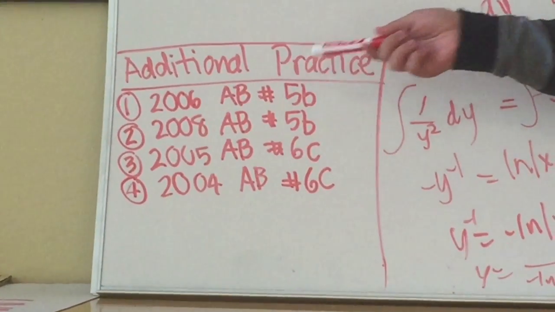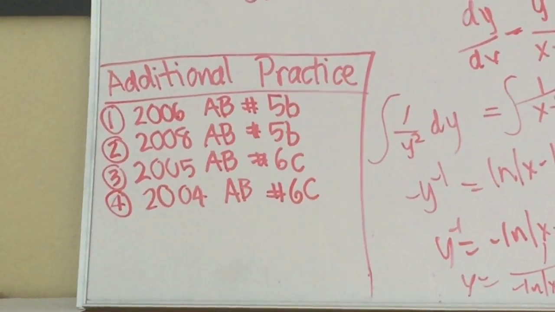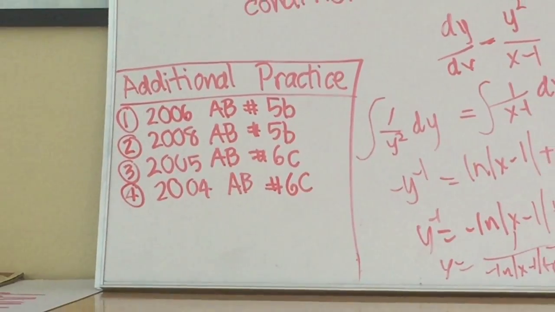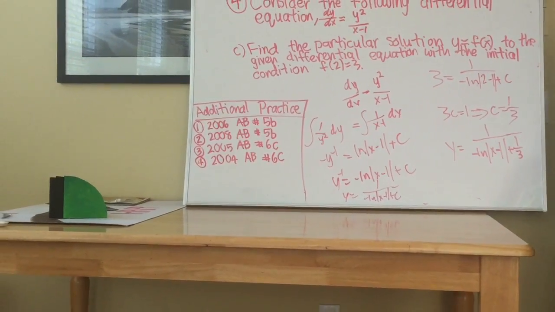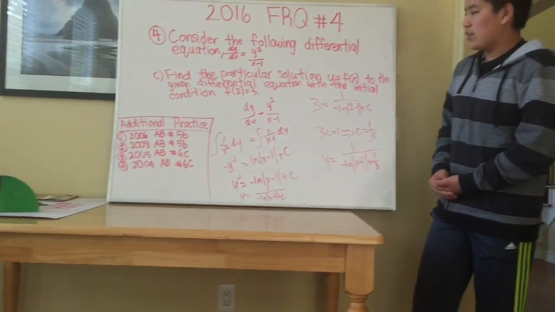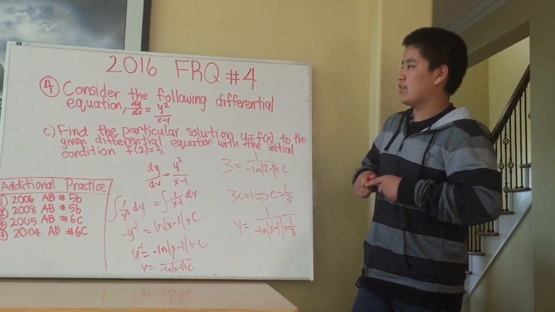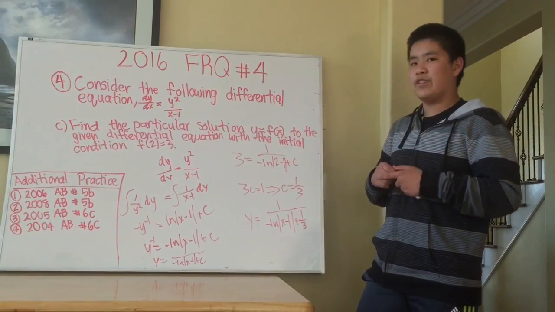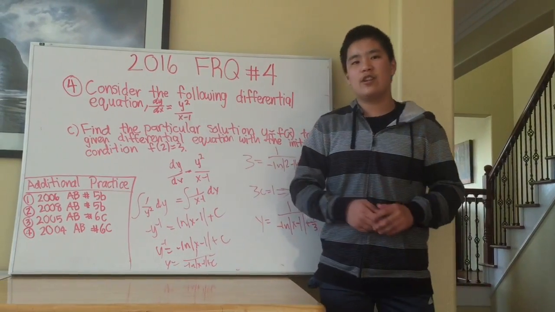For additional practice, you can check out 2016 Calc AB FRQ number 5B, 2008 Calc AB FRQ number 5B, 2005 Calc AB FRQ number 6C, and 2004 Calc AB FRQ number 6C, all of which give you good practice for separating differential equations and finding particular solutions. And these all can be found on the College Board website.